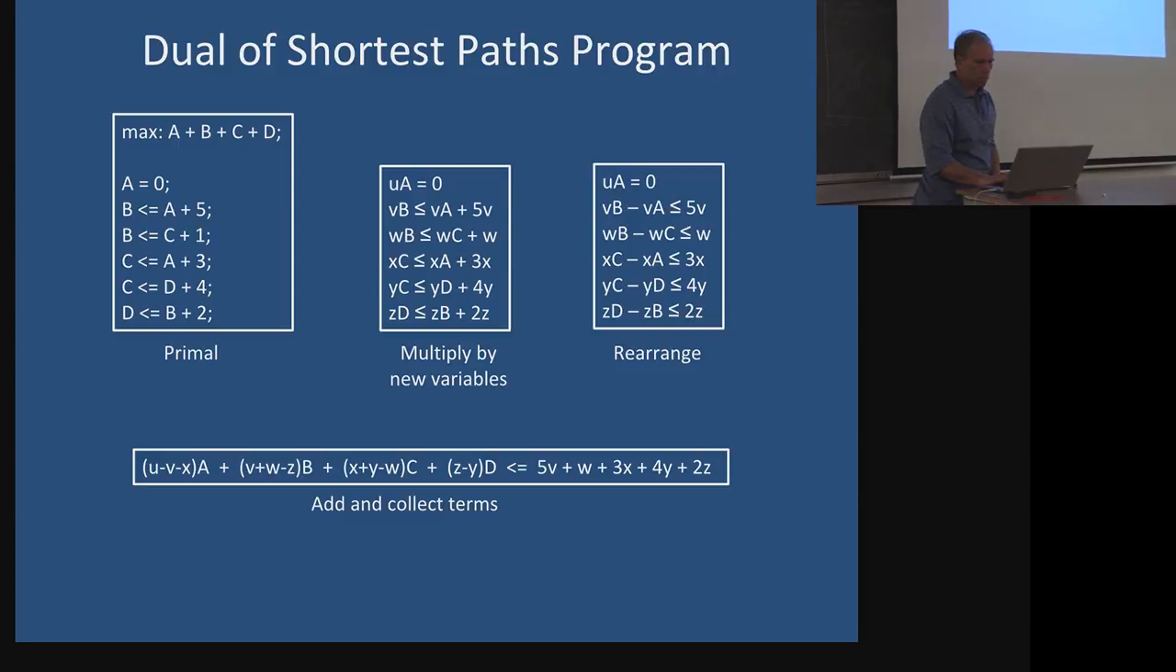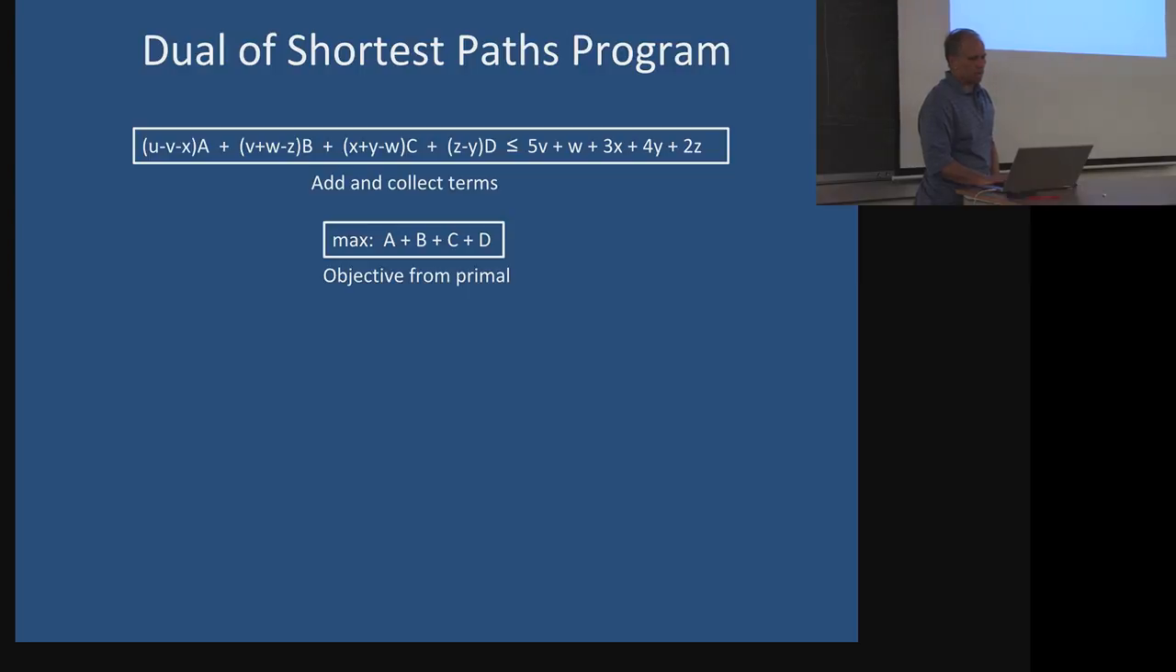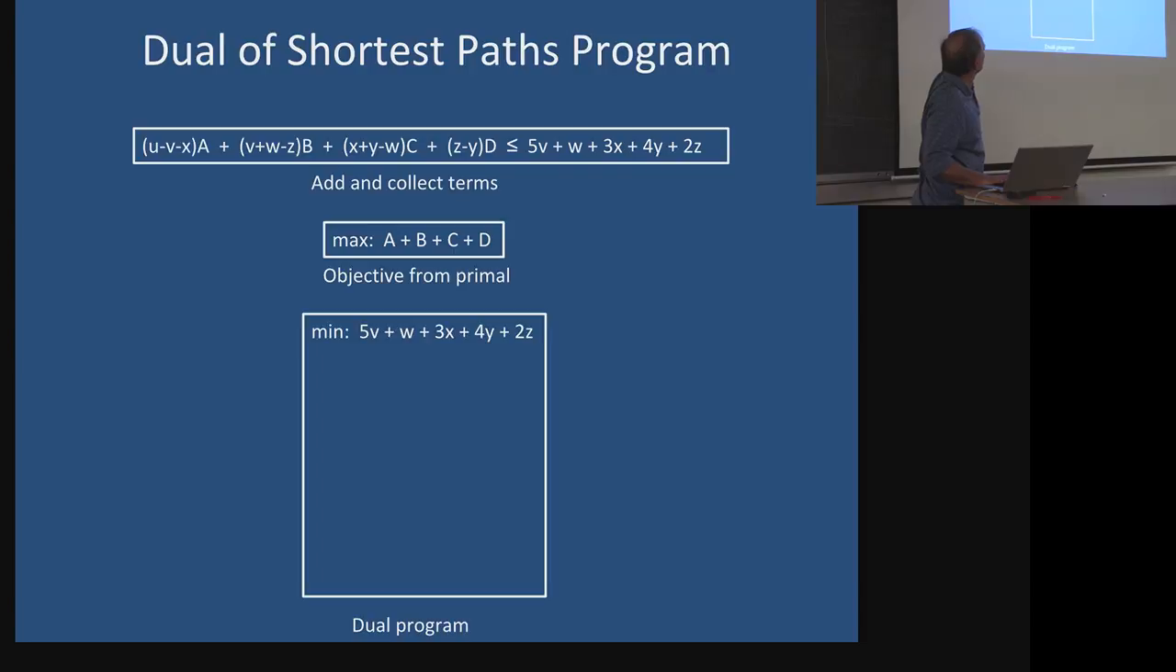So this was the original objective. Okay, let's look at the dual program. We're minimizing the right-hand side of that thing. So now this is a 5-dimensional problem, subject to the constraints.